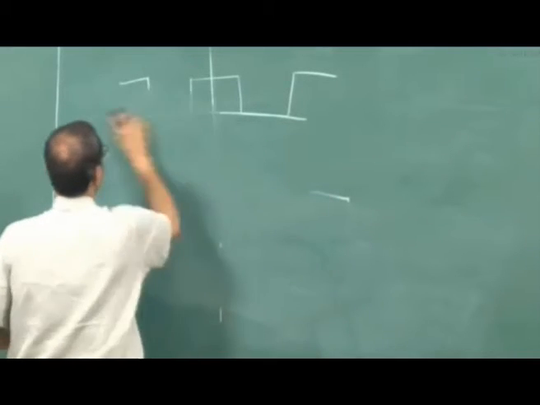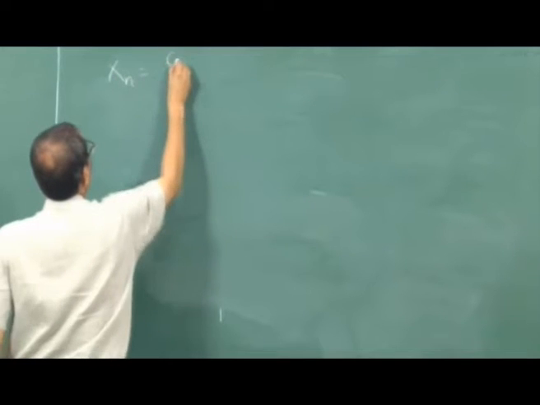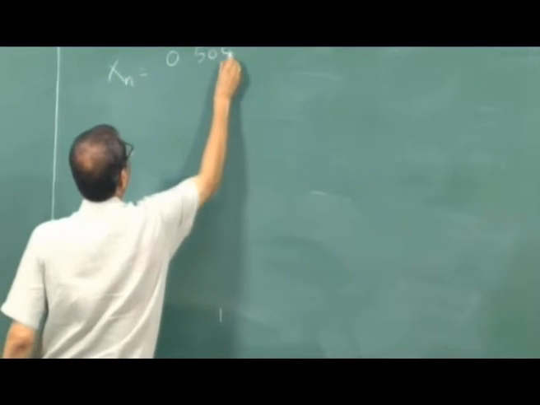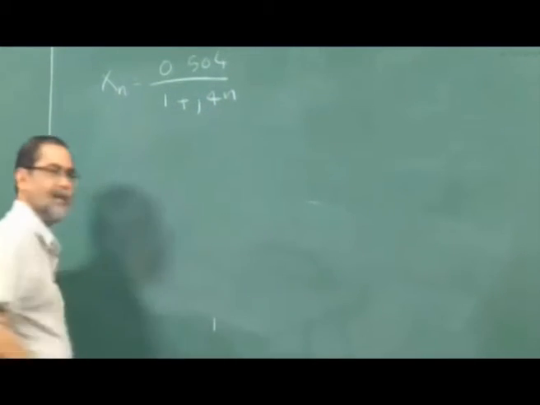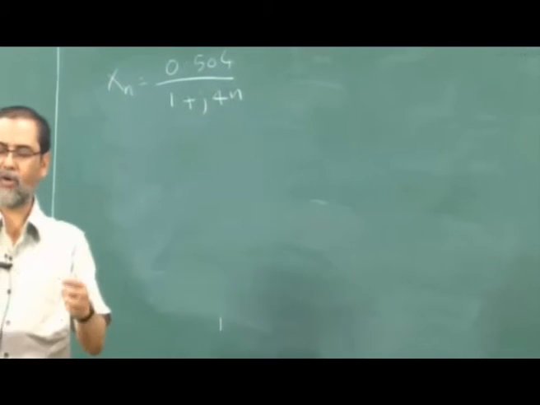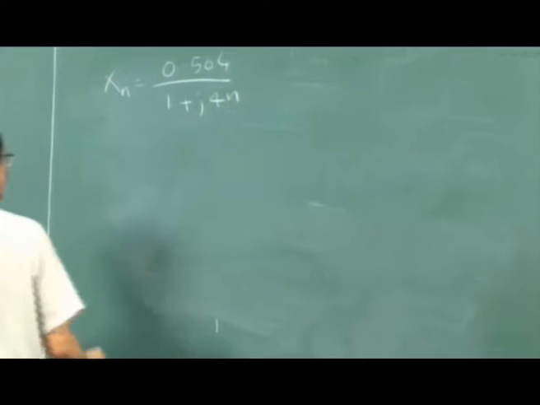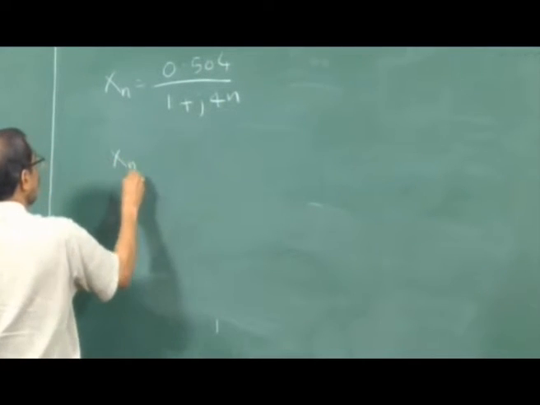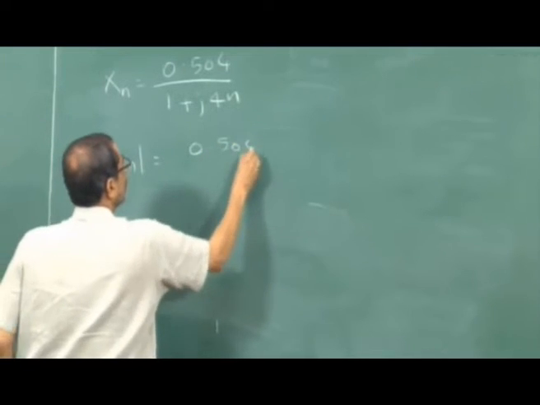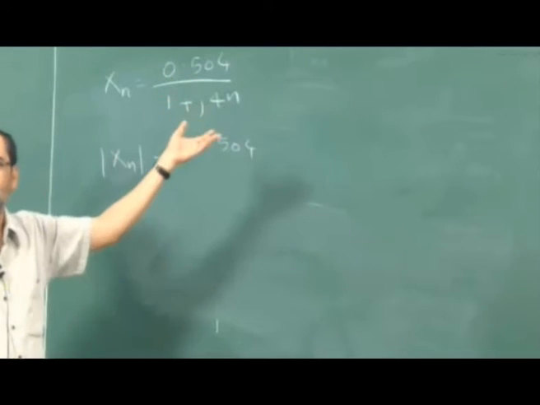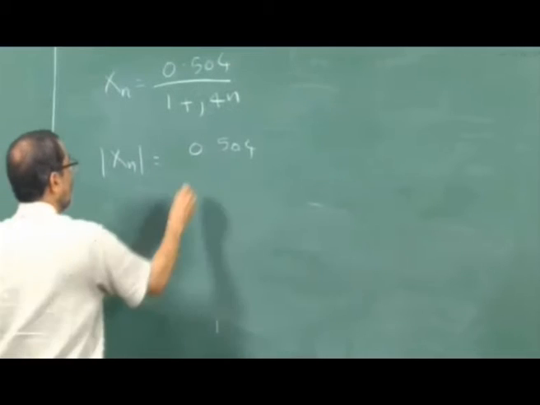I may have missed out something there. So I wrote xn as 0.504 by 1 plus j 4n. This is the calculated value of the Fourier series coefficients. Then I wrote the magnitude of xn as 0.504 because that number is positive, so I take the number as it is.